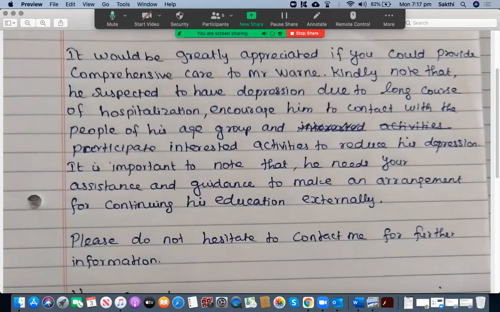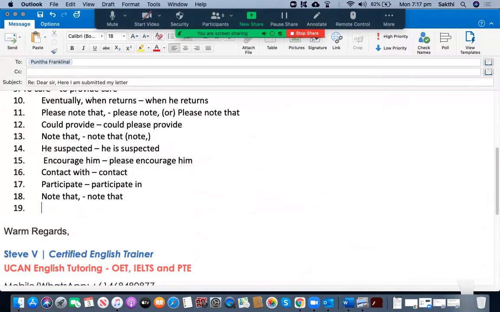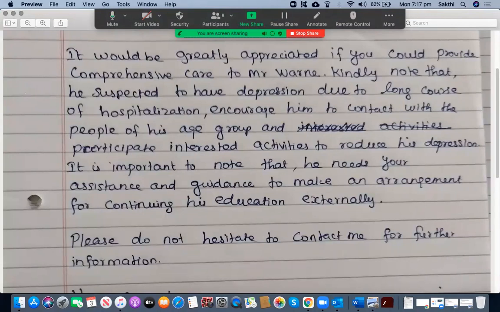It is important to note that again and again you have been doing that. "Note that," comma. If you place incorrect punctuation marks more than once, your marks will be deducted. Remember that. Please don't do that. Never do that.